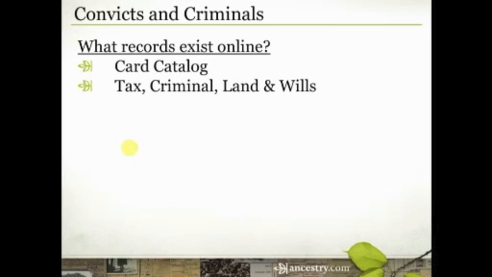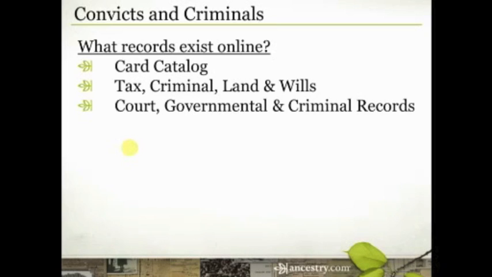Here are the filters we're going to use today to see what records exist online for this topic. There is a category on the left-hand side, and the full name of the category is Tax, Criminal, Land, and Wills. So we kind of took this bucket of stuff and put it all into one location. Once you click on that, and I'll show you that here in a minute, you're going to have an additional filter, which is going to be court, governmental, and criminal records. So criminal records are what we're going to focus on today, but don't be confused by the fact that you may see other court or government type records in that collection or in that list of records.